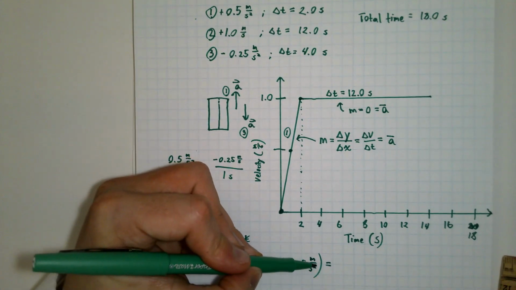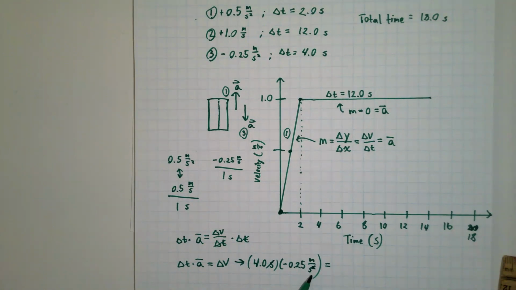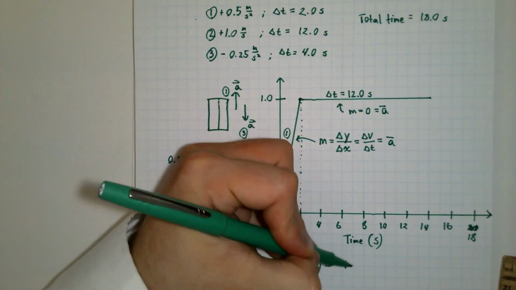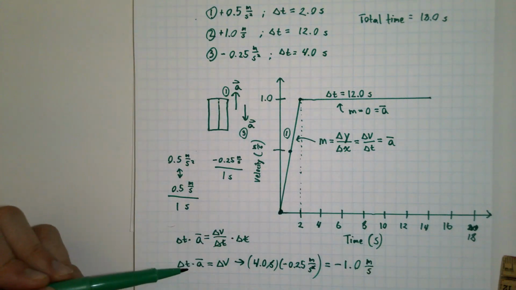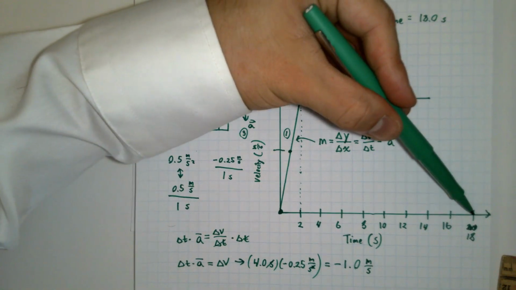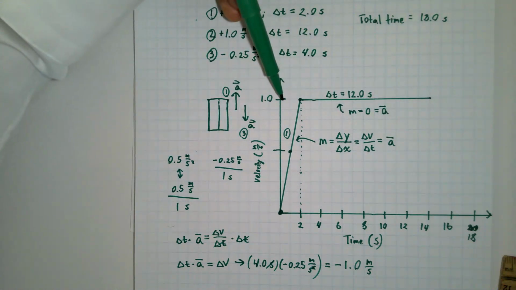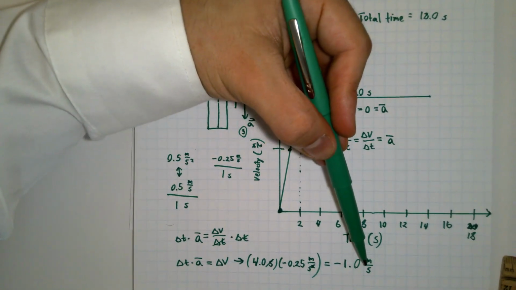Notice the units I end up with is I lose one of the seconds, right? This was seconds squared, so I had seconds times seconds. Now I only have seconds. Still have meters, still have 1 second left. So I end up with a change in velocity of negative 1.0 meters per second over that total period of time. So in a 4-second period from 14 seconds to 18 seconds, I went from 1.0 meters per second and I lost 1 meter per second.